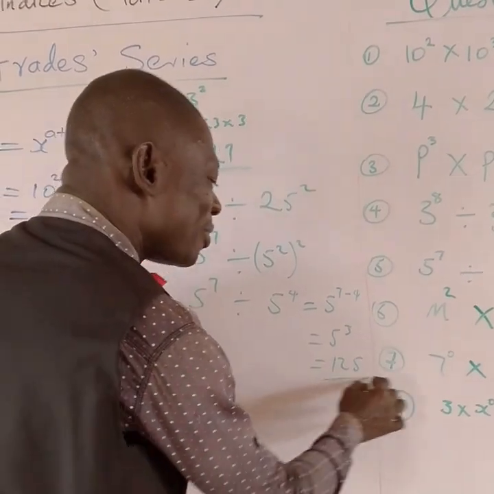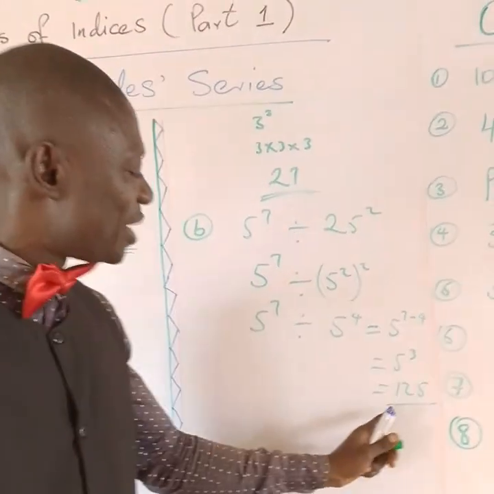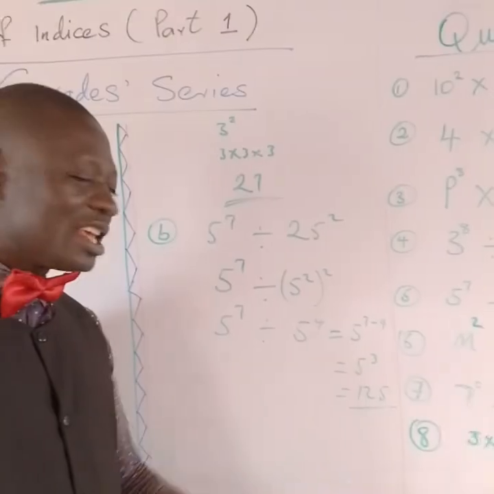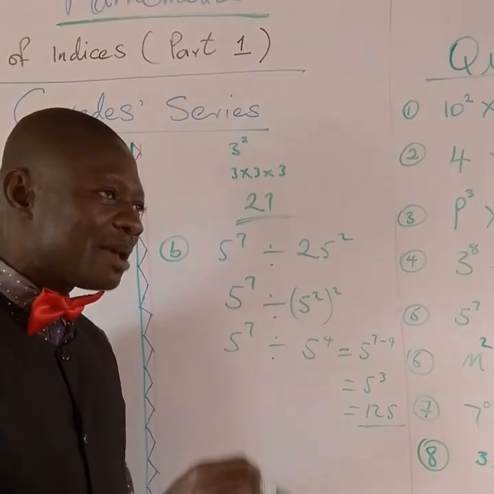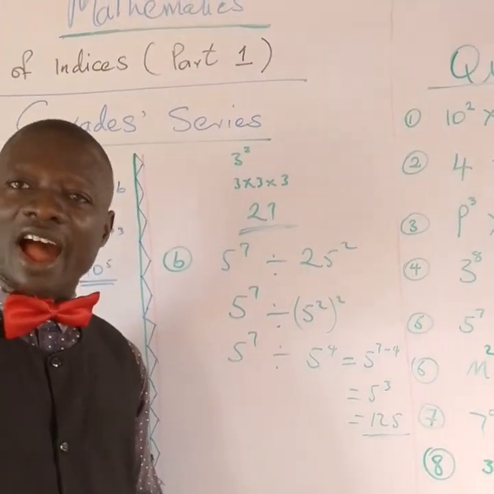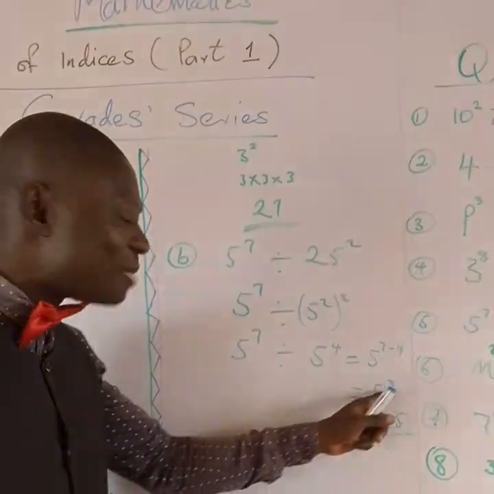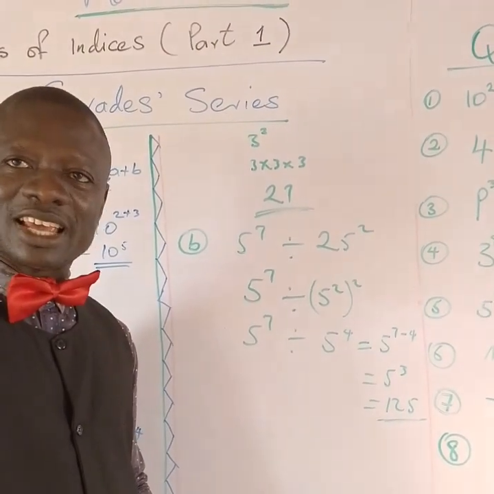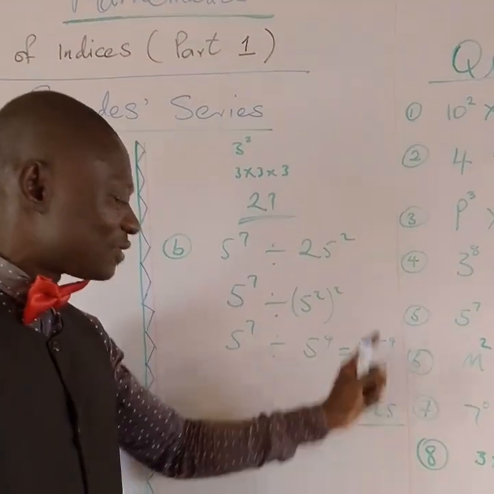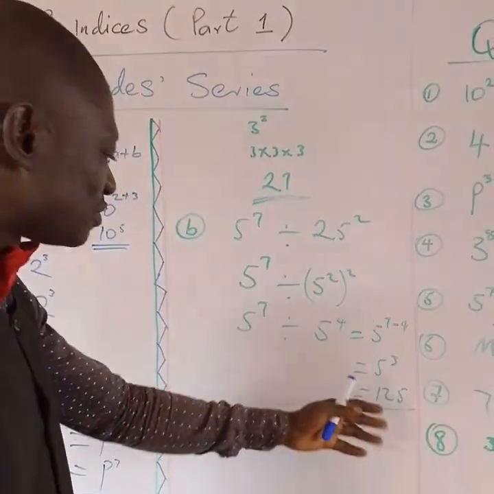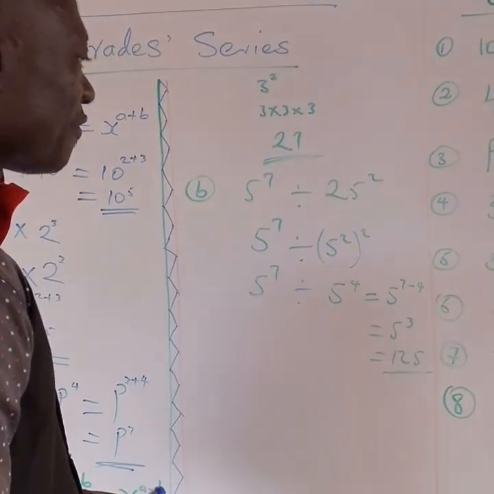125. I hope you understand. 125 because 5 raised to the power 3 is 5 times 5 times 5. Remember, it is not 5 times 3. So that's the common mistake. It's 5 times 5 times 5 into 3 places. And that gives us 125.